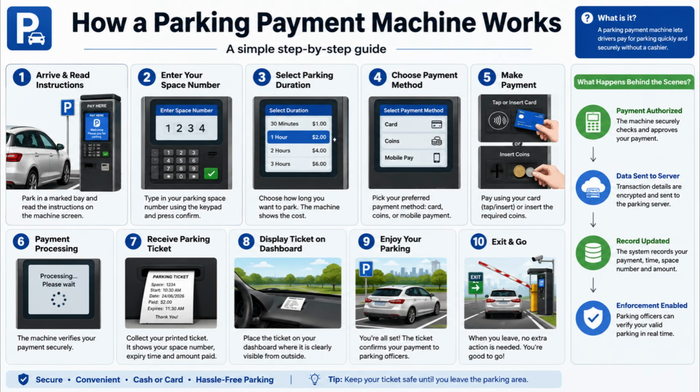In this video we will discuss how a parking payment machine works in a simple step-by-step way. First, when a driver arrives at a parking area, they park the vehicle in a marked parking bay and read the instructions shown on the parking payment machine screen. These instructions explain what information is needed, what payment methods are accepted, and how the parking time will be confirmed.